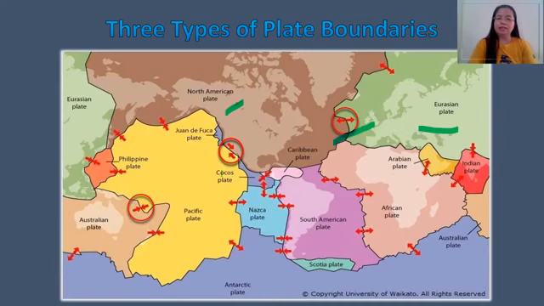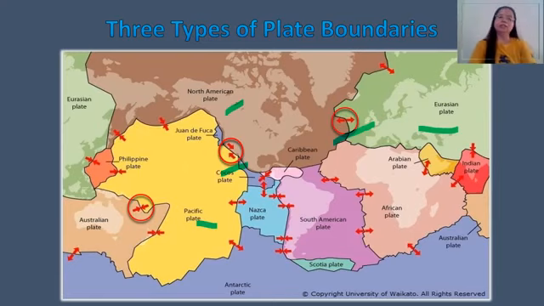Now let's take a look at the second circle. The second circle consists of two plates, the Pacific plate and the North American plate. The Pacific plate is moving, as you can see in the arrow, towards the northwest, while the North American plate is moving southeast. So the two plates are grinding against each other.